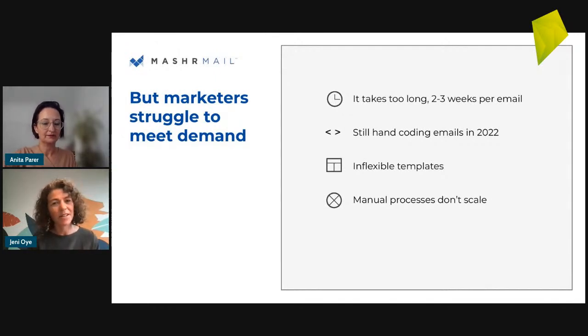And we find with a lot of businesses, it takes a really long time. So from briefing to actually getting the email out takes up to 2 to 3 weeks per email, which means your agility and your ability to respond to market is not good enough. I still find lots of businesses still hand coding emails in 2022, which you don't need to do that anymore.